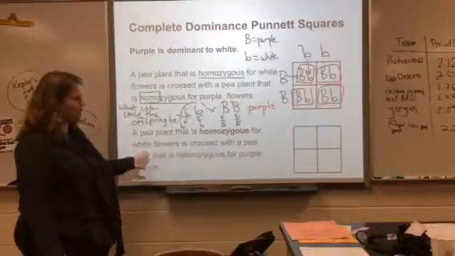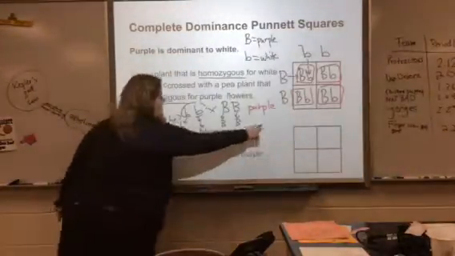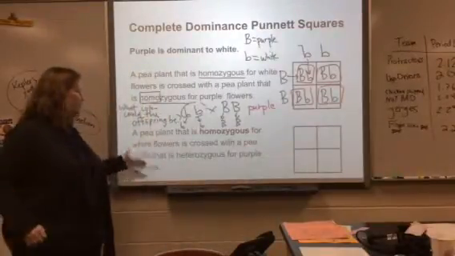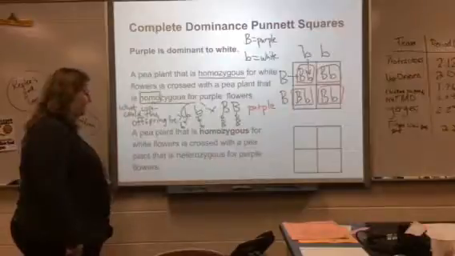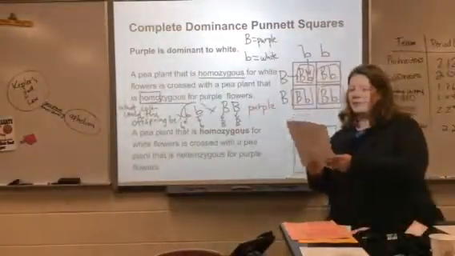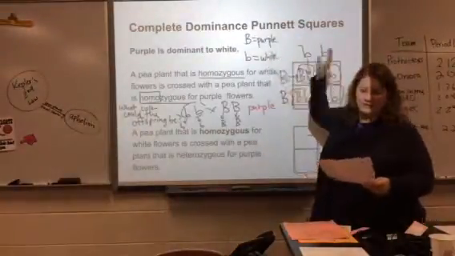There's not a lot of room for me to write this one, so I'm going to stick it right here. We'll be all right. A pea plant that is homozygous for white flowers is crossed with a pea plant that is heterozygous for purple flowers. Step 1 says, choose a letter to represent the genes in the cross. I already got that done, so I'm good.